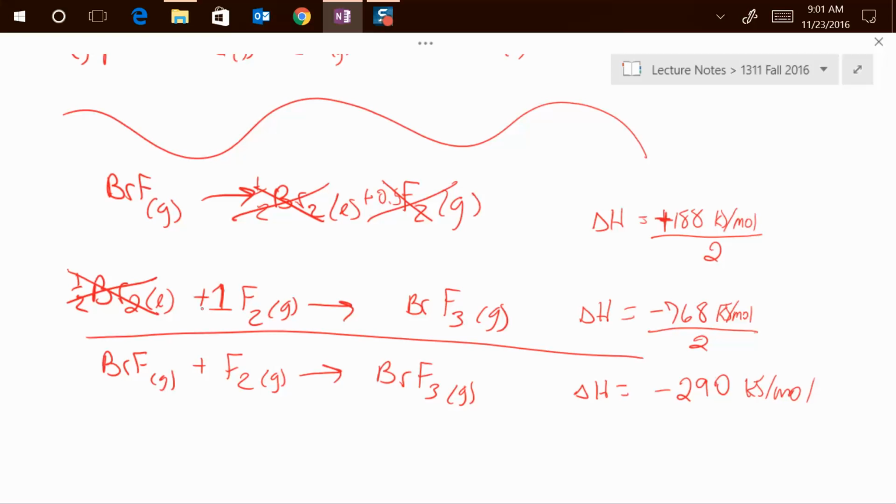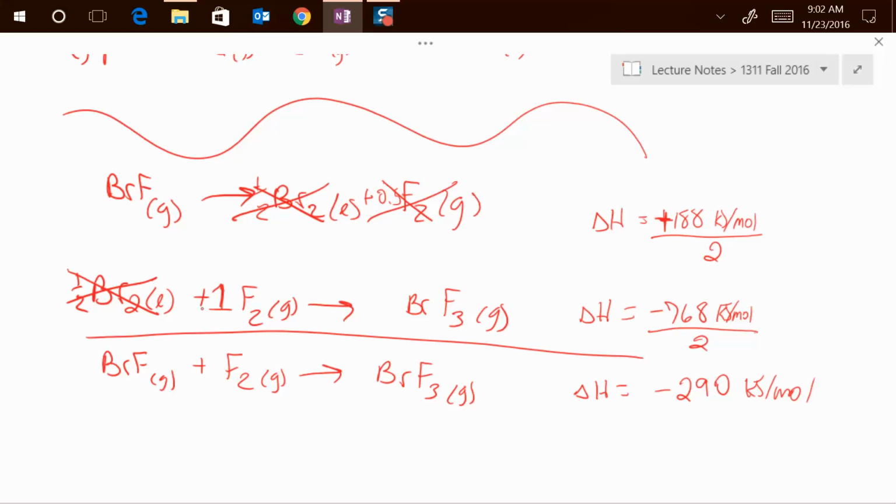Say it again. What? Cancel out. Why don't they? This is BrF and this is BrF3. Oh, yeah. So this is what we're making. From BrF, we're reacting it with F2 to make BrF3. That's right. So why did the 0.5 cancel out?